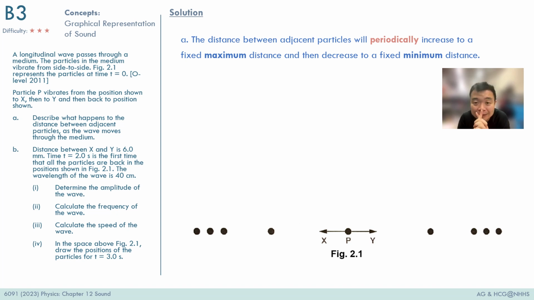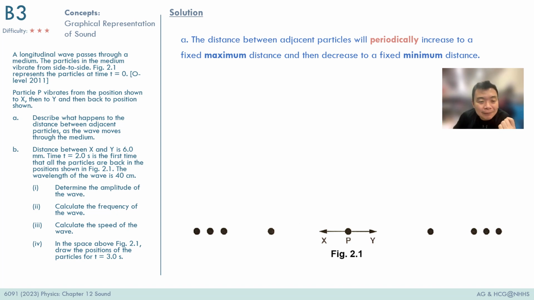Note my answer, there's this keyword periodically. So we will be able to write that the distance between the adjacent particles will increase to a maximum distance, which is the amplitude, and also decrease to a minimum distance. But the keyword here is the idea of periodic movement. So that's why the word periodically needs to be in. So check your answer on this. Because that's what a wave does. The whole oscillation or vibration repeats.